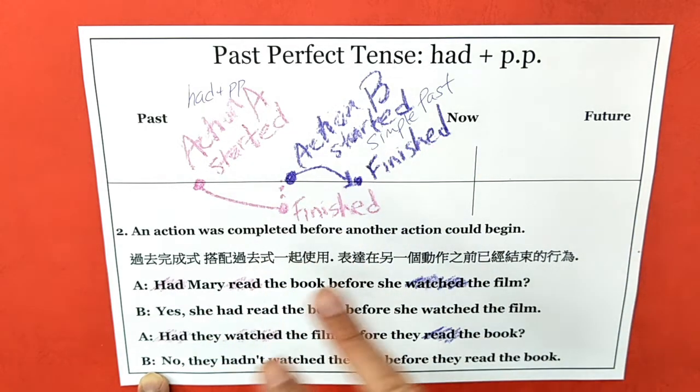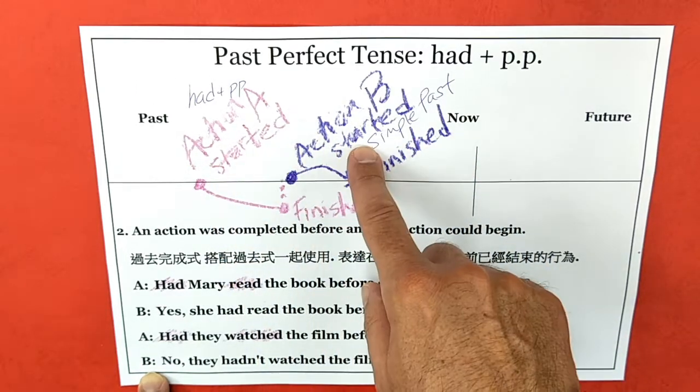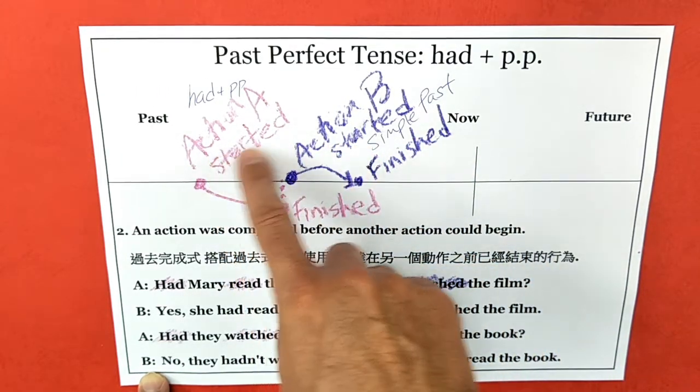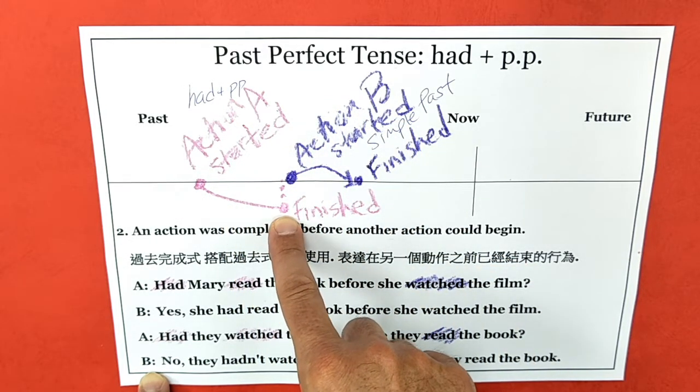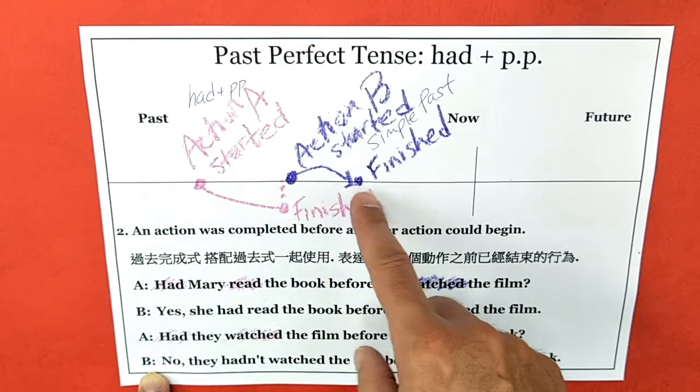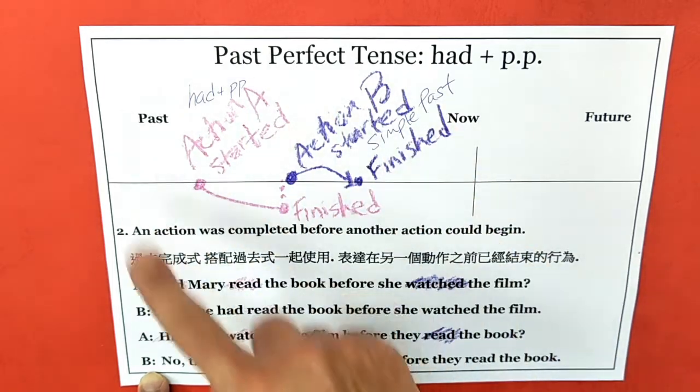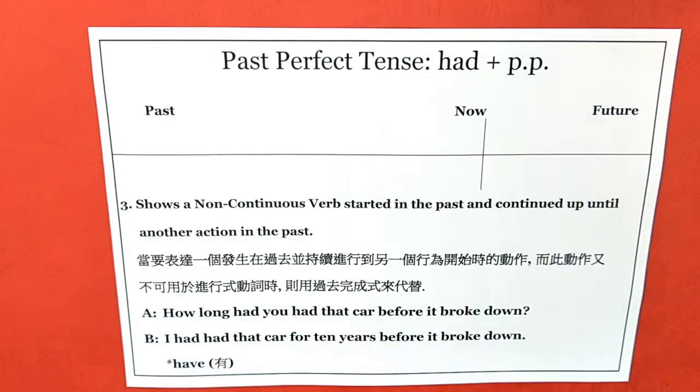Again, two things are happening. Two actions. Action A, action B. Action A started, it finished. As soon as action A finished, action B started, and then action B finished. All of this in the past. Okay, past perfect tense, had plus PP. Number 3. Shows a non-continuous verb started in the past and continued up until another action in the past.